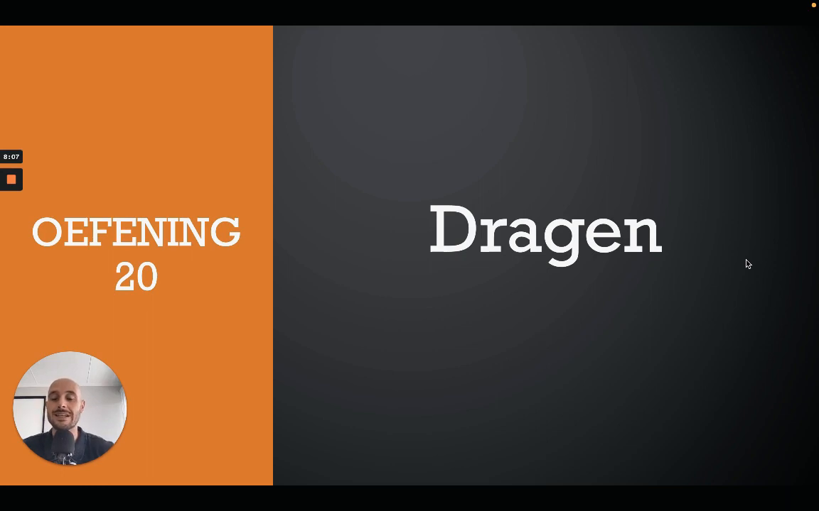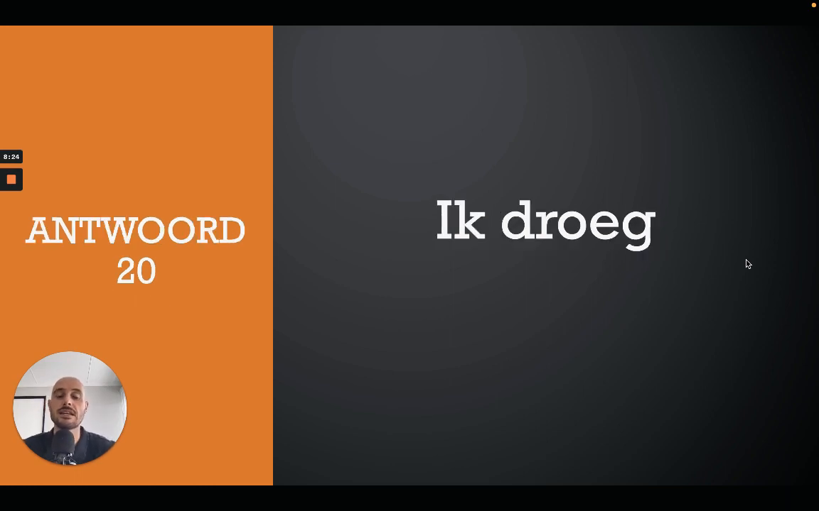And then we go and take a look at the last one, oefening 20, exercise 20. That would be dragen. Dragen can be to carry or it can be to wear. So how would you say I carried or I wore? Well, we'll take a look at the correct answer just now. And the correct answer would be ik droeg. I wore, I carried is ik droeg in Dutch.